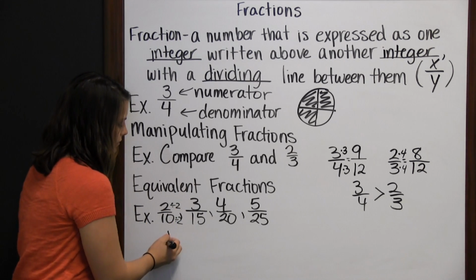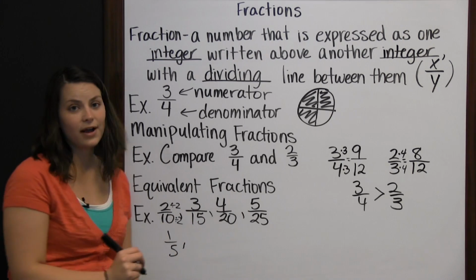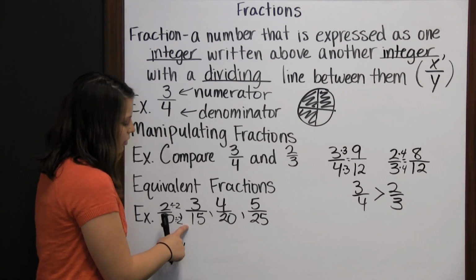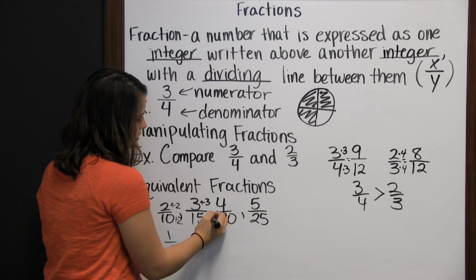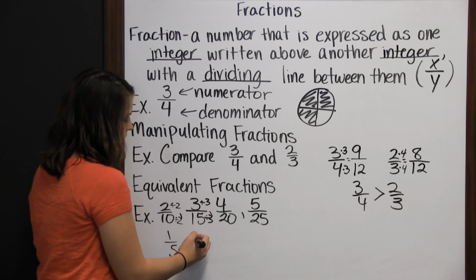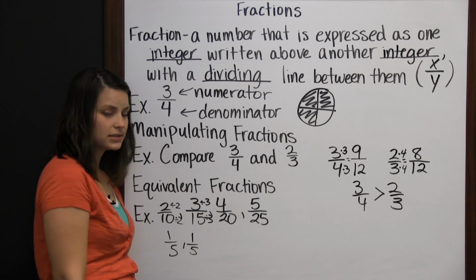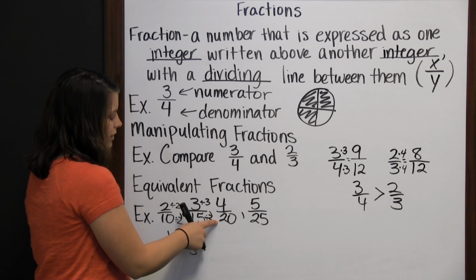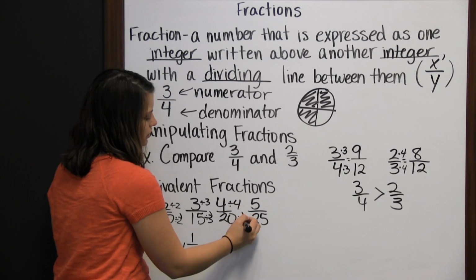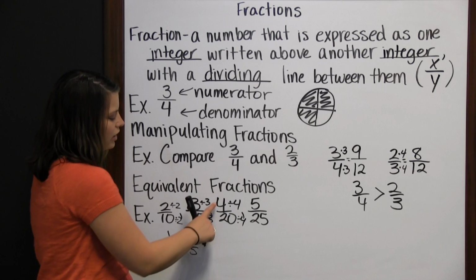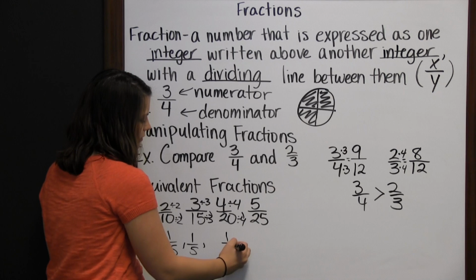2 divided by 2 is 1. 10 divided by 2 is 5. We do the same thing to our next fraction. 3 and 15 are both divisible by 3. So we divide our numerator by 3 and our denominator by 3. 3 divided by 3 is 1. 15 divided by 3 is 5. 4/20. Our numerator and denominator are both divisible by 4. So divide by 4, divide by 4. 4 divided by 4 is 1. And 20 divided by 4 is 5.